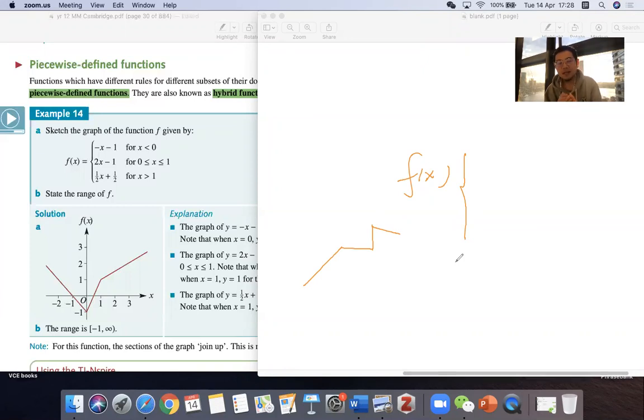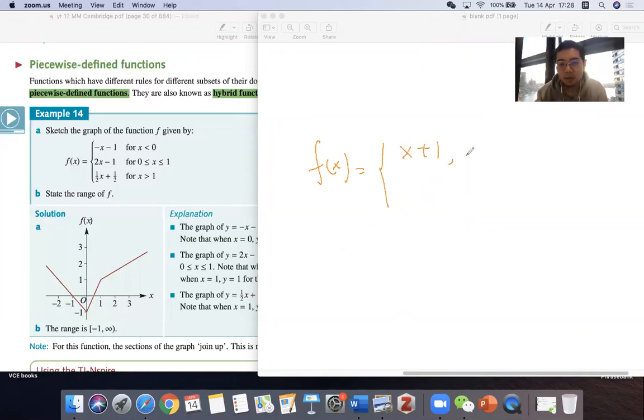Like for example, example 14, the f(x) is combined with 3 functions. The first one is negative x minus 1 from negative infinity to 0. And the second one is 2x minus 1 from 0 to 1. And half x plus half from 1 to positive infinity, okay? And we just need to draw them and connect them. But just make sure if our hybrid function or piecewise function looks like this one. So it's x plus 1 when x is less than or equal to 0, and it's 3 when x is greater than 0.